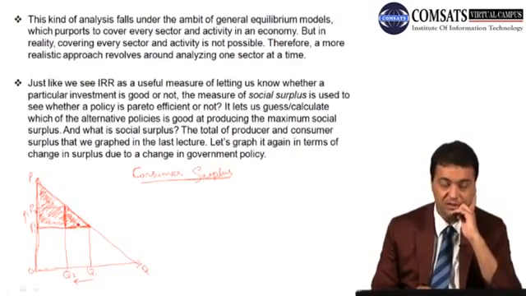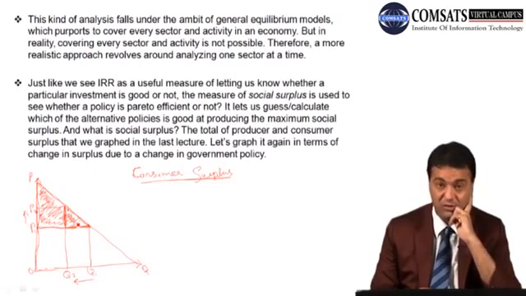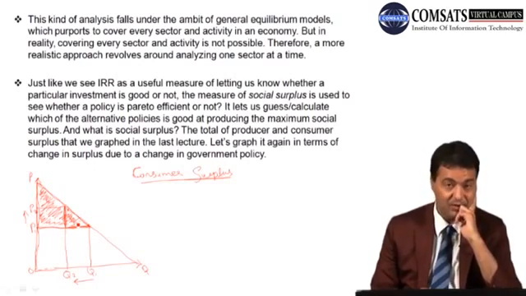This triangle now represents the loss to the consumer. Remember, this whole triangle, this area, at price P1 was part of the consumer surplus. But now the consumer has lost this surplus. Why? Because prices have gone up.